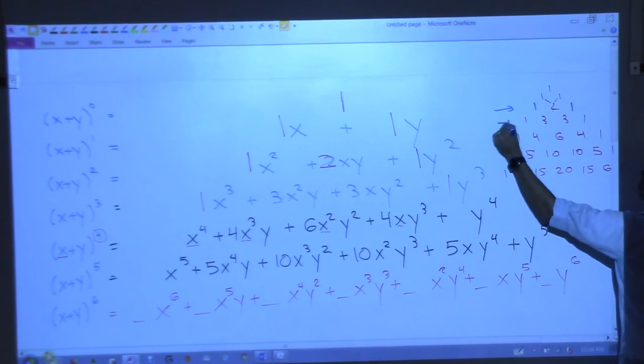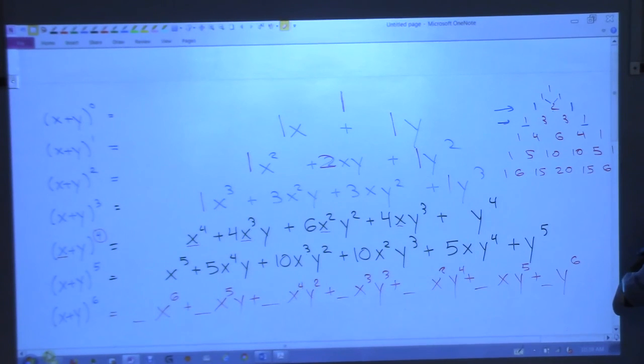The next row, this has to be 1, that has to be 1. So how do we get the 3? 1 and 2 is 3. How do we get this 3? 1 and 2 is 3. The next row, the 1s have to be 1s. How do we get the 4? There. 6, 4. Make sense?